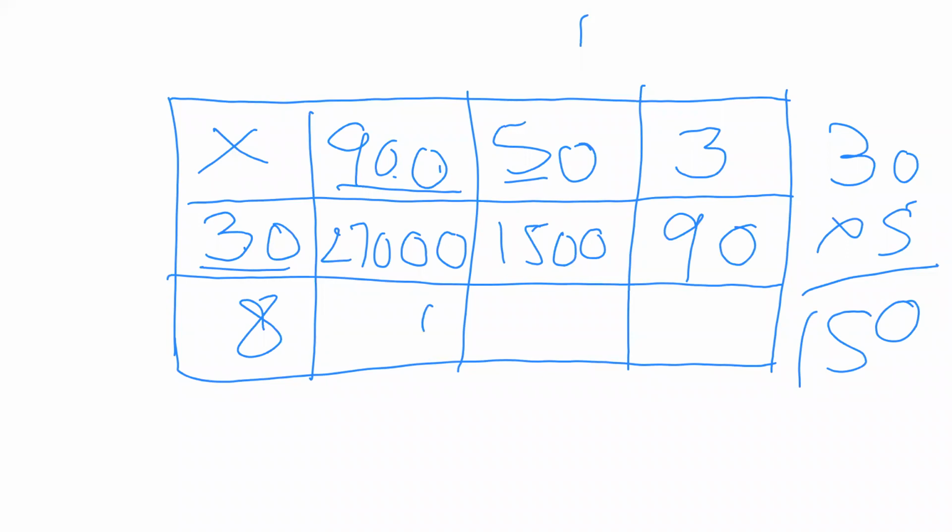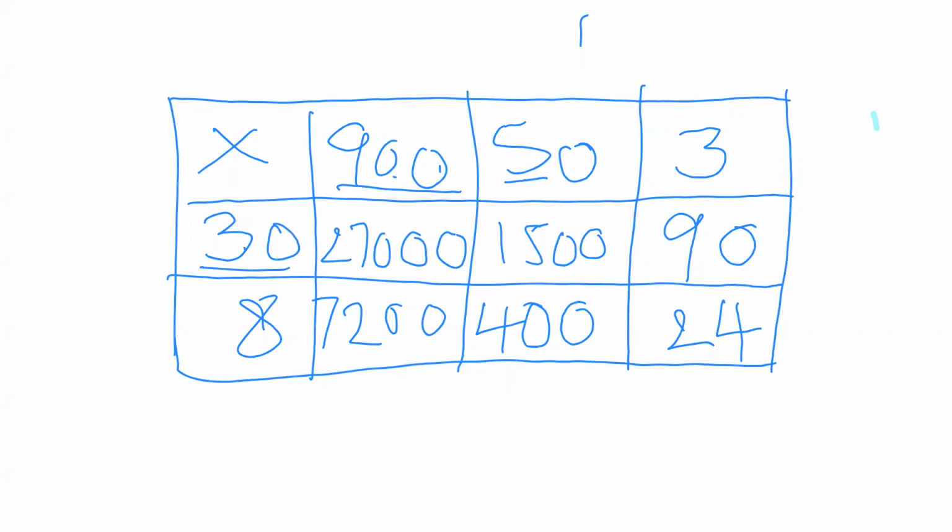Now next 8 multiplied by 900. So 8 zeros are 0. 8 nines are 72. So the answer is 7200. Next is 50 multiplied by 8. So 8 zeros are 0. 8 fives are 40. So that is 400. Next is 8 threes are 24.